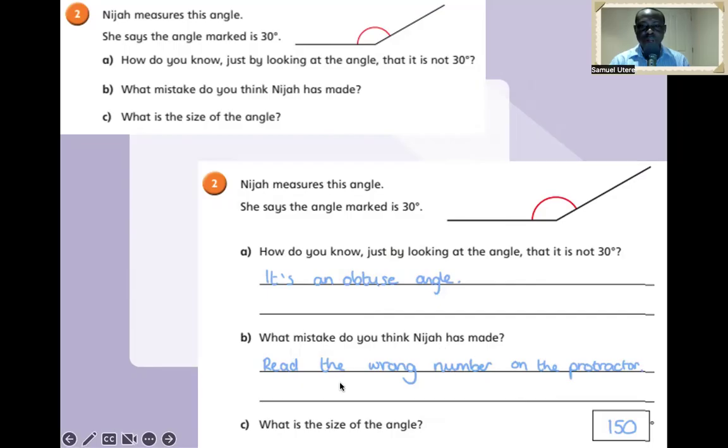So probably Nisha has read the wrong number on the protractor. Remember, in your protractor, you have the outside scale, which runs from 0 clockwise to 180 degrees. And then you have the inside scale, which runs anti-clockwise. So she would have read the inside scale instead of the outside scale.